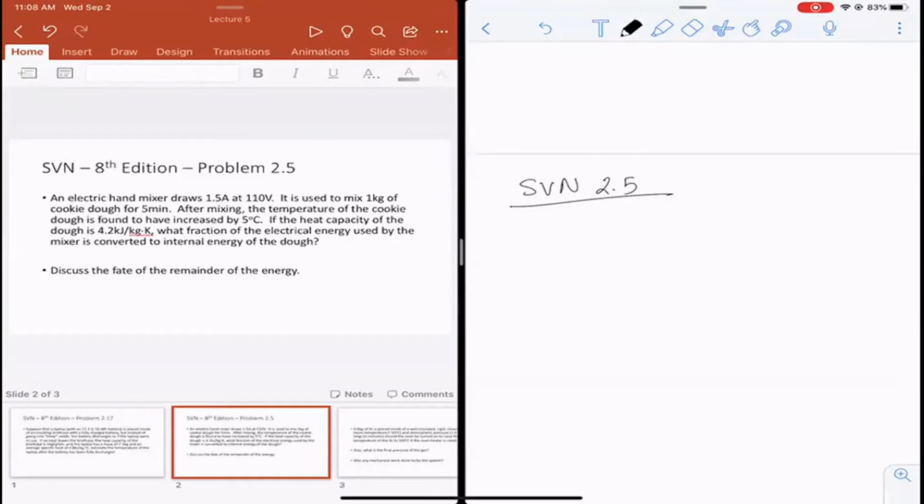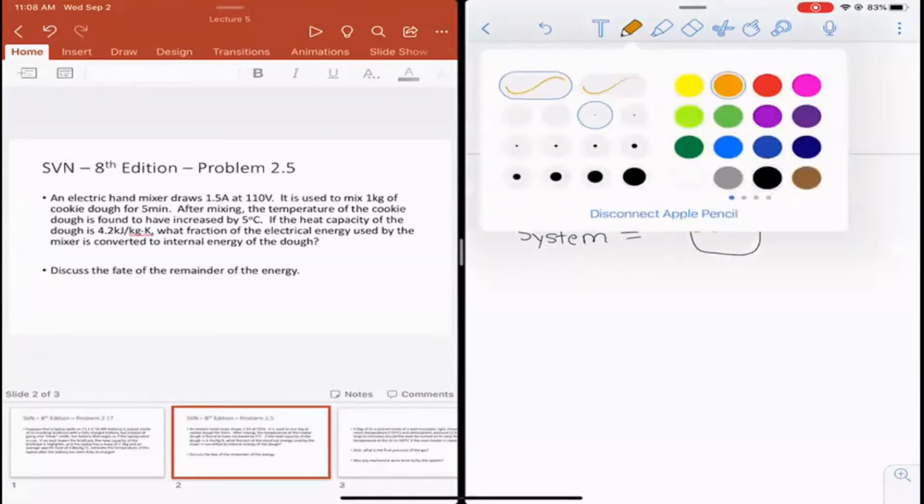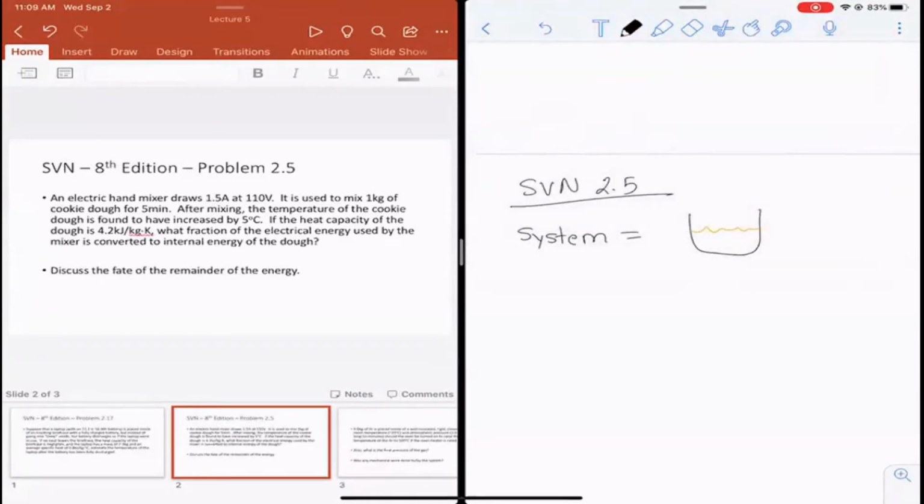Okay, so we're back to sort of the same question that we started the previous problem with. So in this case, what is the system? Would be the cookie dough. All right, so we have one proposal that it's the cookie dough. All right, that's how I draw cookie dough. Is that okay? Anybody else? What about the cookie dough and the mixer?